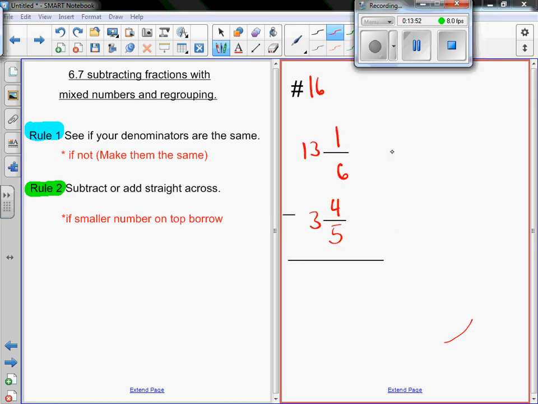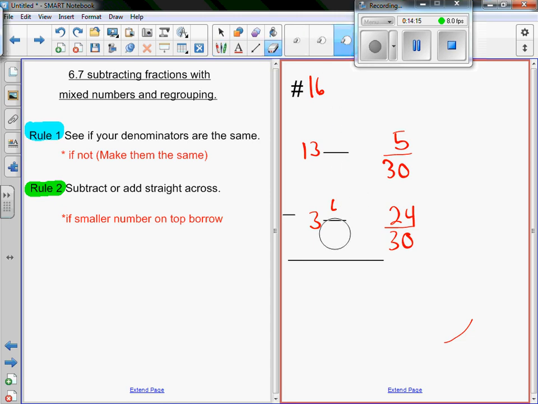Here's number 16. 6 and 5, are my denominators the same? No, I need to make them the same. 30 is the smallest number they will both go into. To make 6 into 30, I multiply it by 5. 1 times 5 is 5. To make 5 into 30, I multiply it by 6. 4 times 6 is 24. I've changed both my fractions.